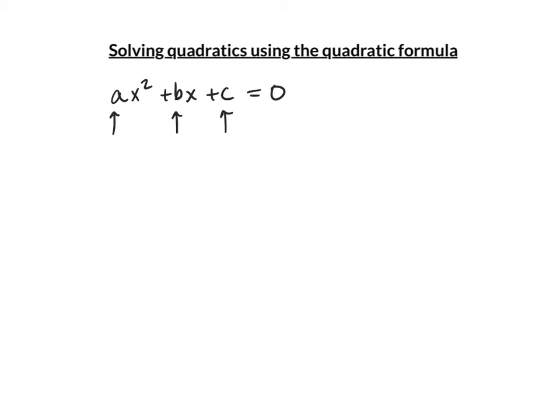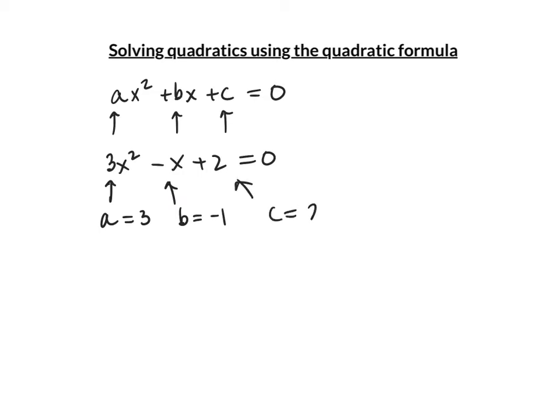So for example, if I had 3x squared minus x plus 2 equals 0, A would be equal to 3. B is the number in front of the x, would be negative 1. And C would be equal to 2.